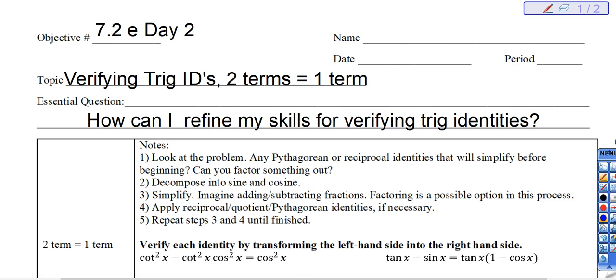All right, so this is day 2 of verifying trig identities, and today our focus is turning two terms into one, or turning addition and subtraction into a multiplication or a division or just a single term. And your essential question: we've already practiced these skills, now you're working on refining them and coming up with your own process for going through this question.